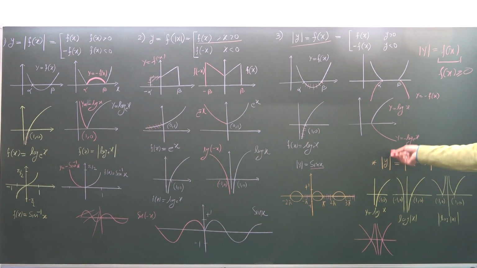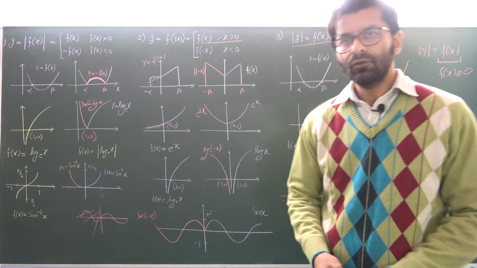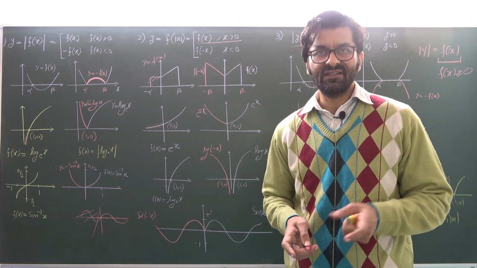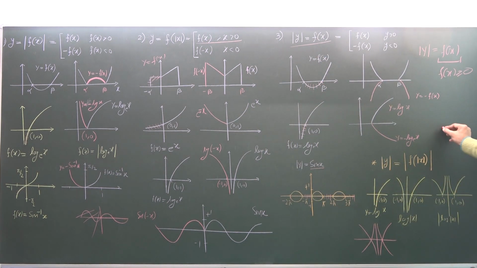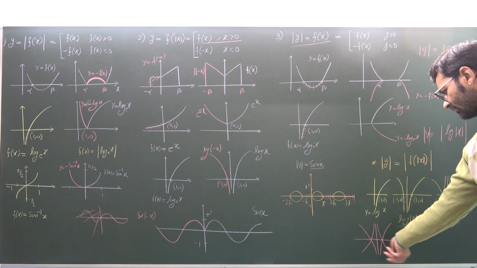Suppose we have this transformation mod y equals mod of f(x). So the rule is, first thing is we need to deal with transformation of x, then f(x), and then only y. So suppose this is my log x and we need to draw log, mod and mod y. So first we draw log x, then we draw log of mod x, which means make it symmetrical about y-axis. Then we take mod of it, which means negative part will be reflected. This is the situation, and then make the remaining graph symmetrical about x-axis. So this is my graph.